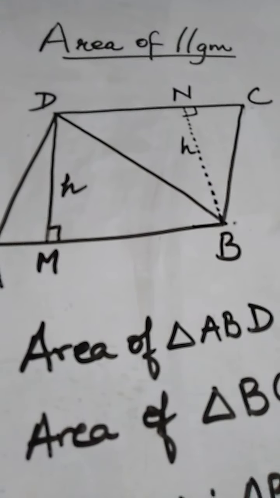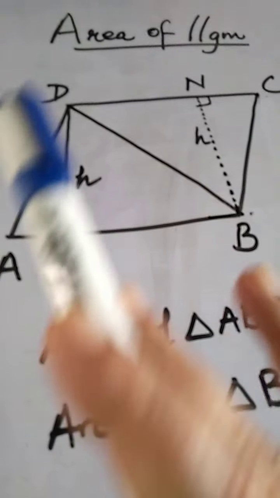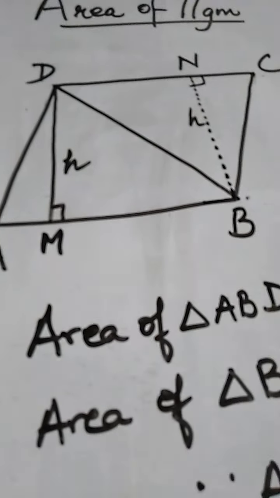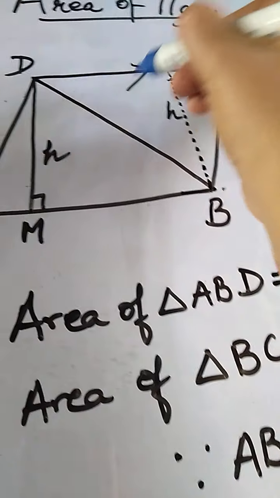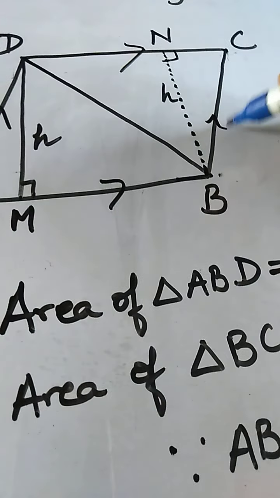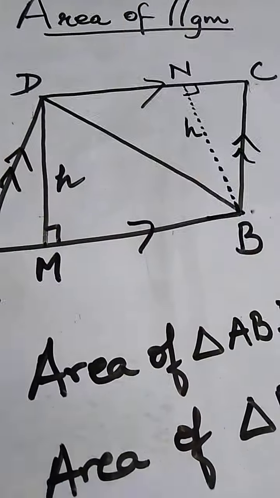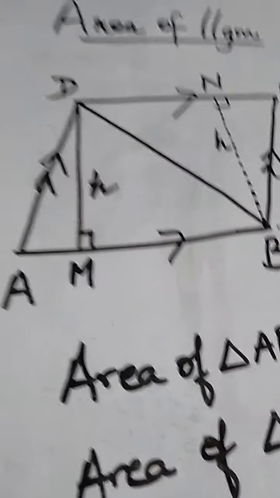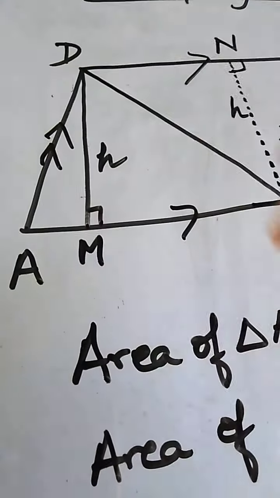In the previous video, I told you about the properties of a parallelogram. Now I am taking a parallelogram. I'll tell you how we find the area of a parallelogram. Now see, this ABCD is a parallelogram, and if I take AB as the base, this is the height.